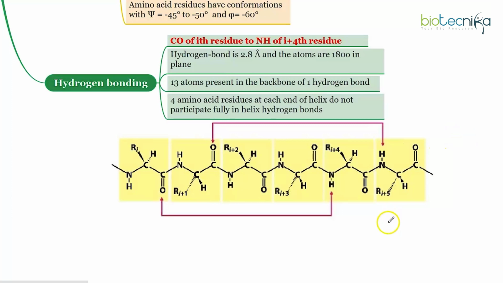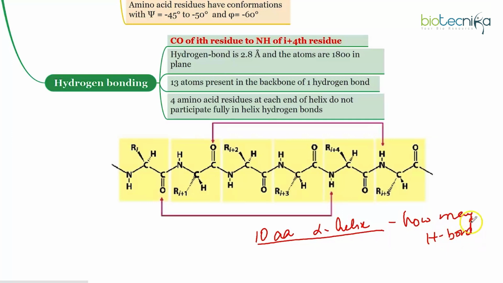So in case you are getting any question that, let's say you have an alpha helix of 10 amino acid residues, then how many hydrogen bonds will be present? If you have to calculate this question, all you need to do is that the first 4 will be having half of the hydrogen bonds.